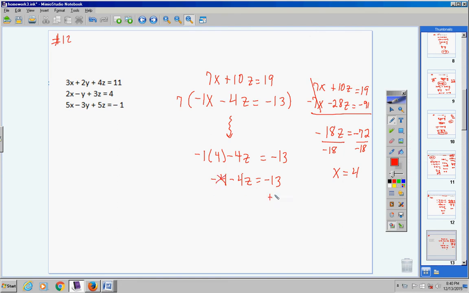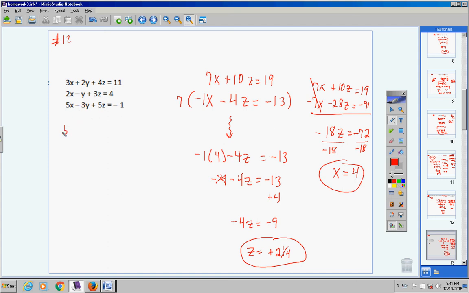So bring the negative 4 over, make it a positive 4. So we're left with negative 4z equals negative 9. Divide both sides by a negative 4. Negative divided by a negative is positive. 9 divided by 4 would be 2 1/4, or 2.25, or 2 1/4, okay? There we go. So now just take x and z and substitute them up here in for x and z, and we'll be done. We can solve for y.